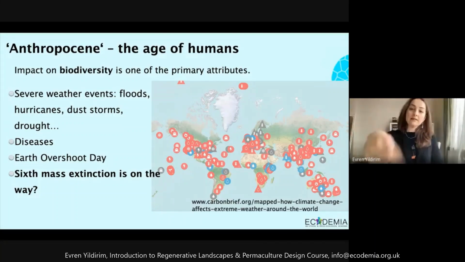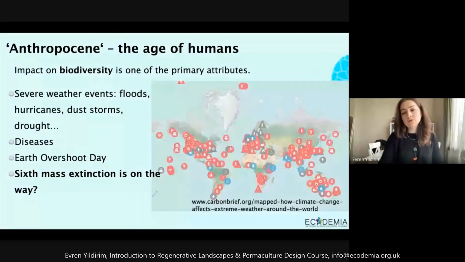You see this map on the right. It's from carbonbrief.org. The red spots are the severe weather events that have been caused by human activity last year. So you see, nearly every dot is red.